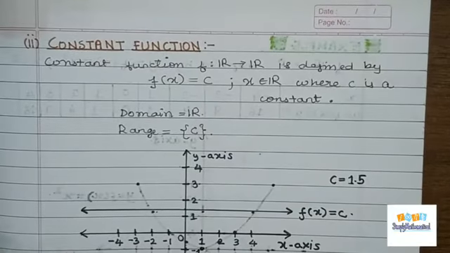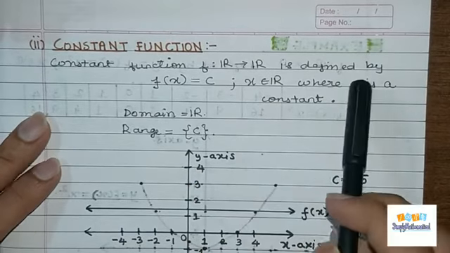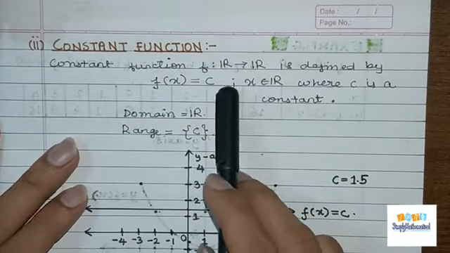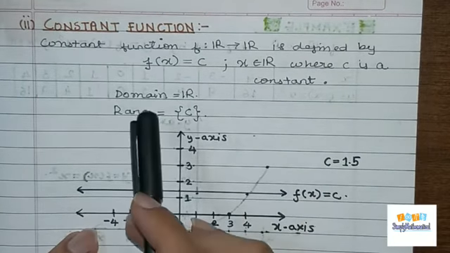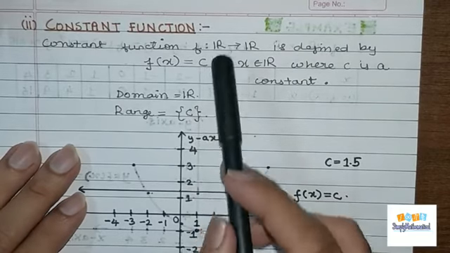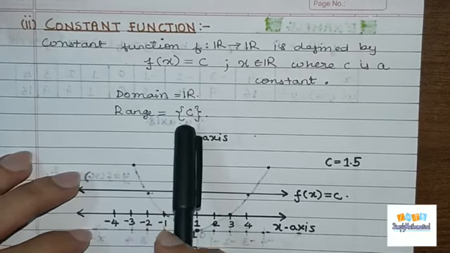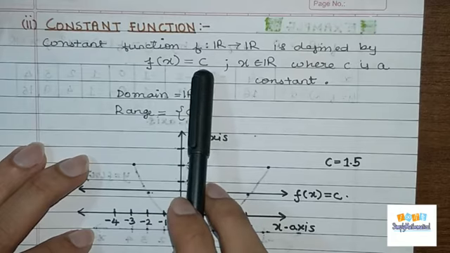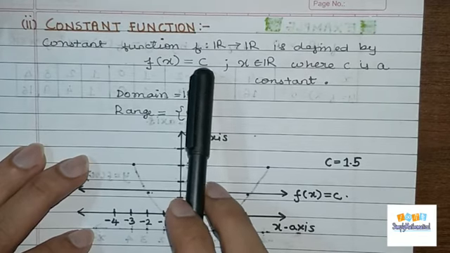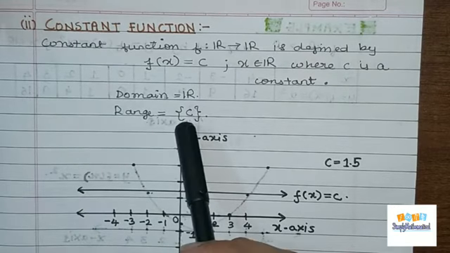Now let us look at the next function, which is known as the constant function. The constant function f from R to R is defined by f(x) = c, x belongs to R, where c is a constant. Now you can see that the domain of this function will be nothing but the set R, that is the set of real numbers, and the range will be the singleton {c}. Why? Because every element x in the domain goes to only one element in the codomain, that is c. So the range will be equal to the singleton set {c} here.